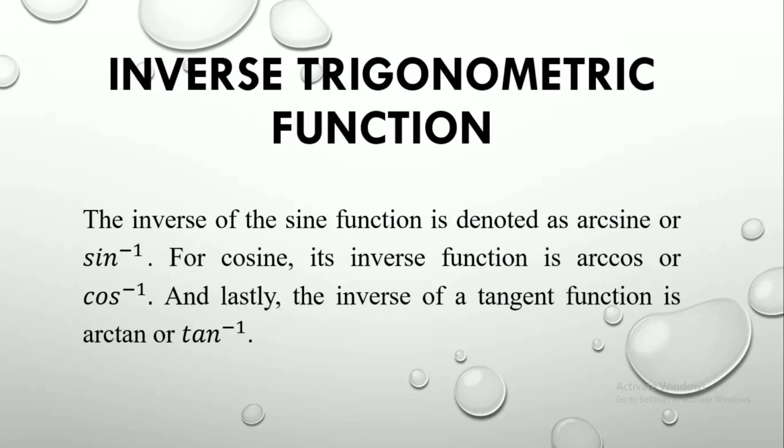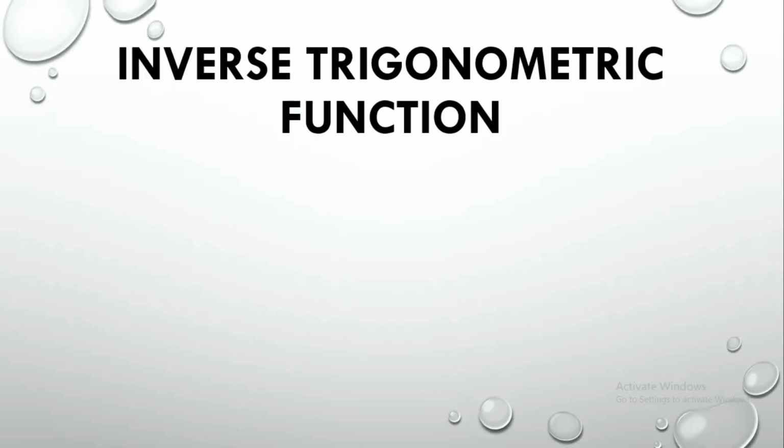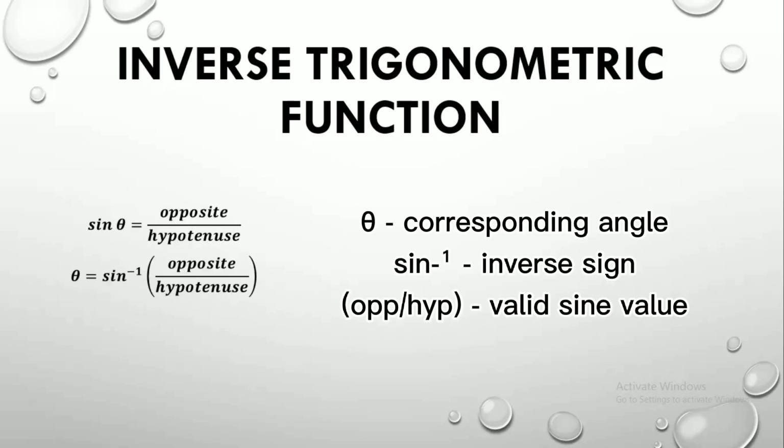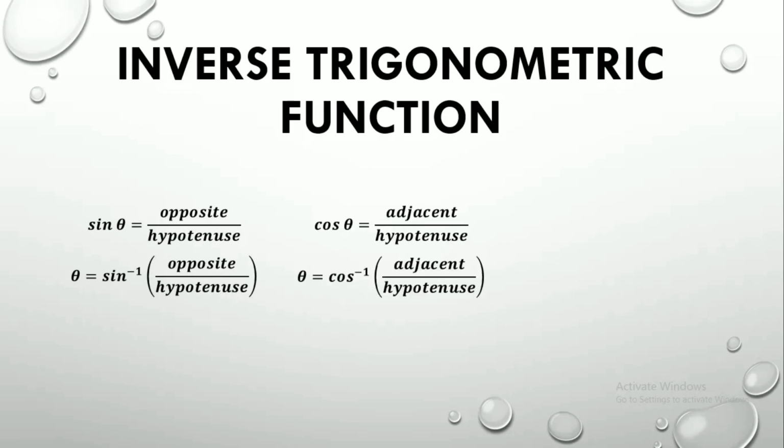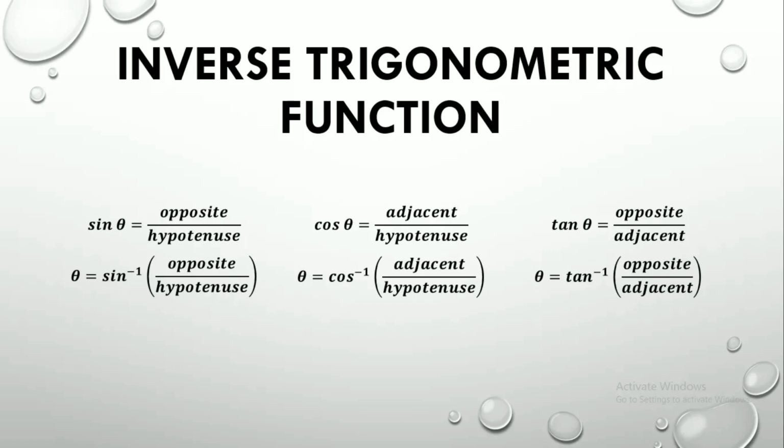The inverse of the sine function is denoted as arcsine or inverse sine. For cosine, its inverse function is arccos or inverse cosine. And lastly, the inverse of the tangent function is arctan or inverse tangent. Here's how it looks when a trigonometric function becomes an inverse trigonometric function. We have the corresponding angle. This is the inverse sine, and this is the valid sine value. The same goes for inverse cosine and inverse tangent.